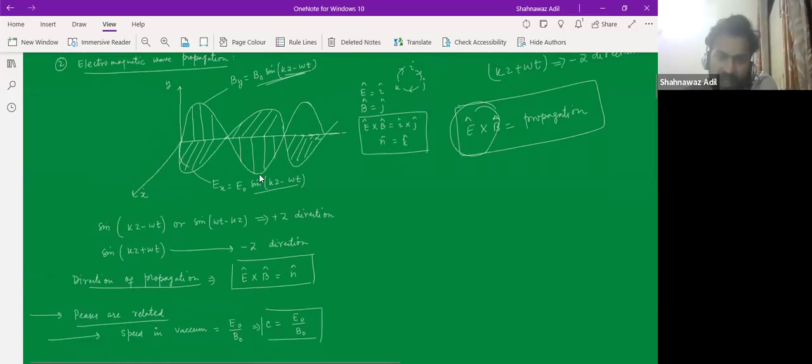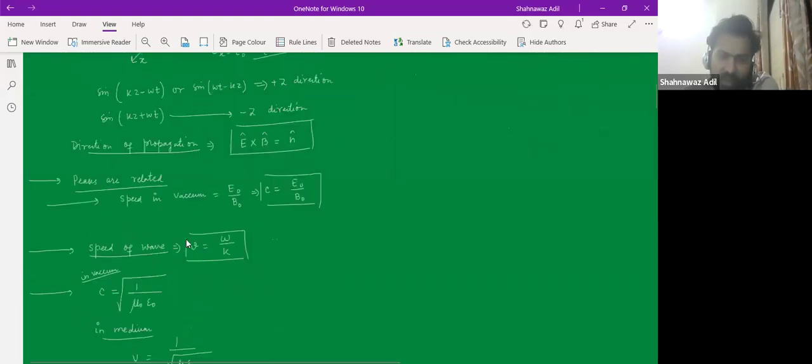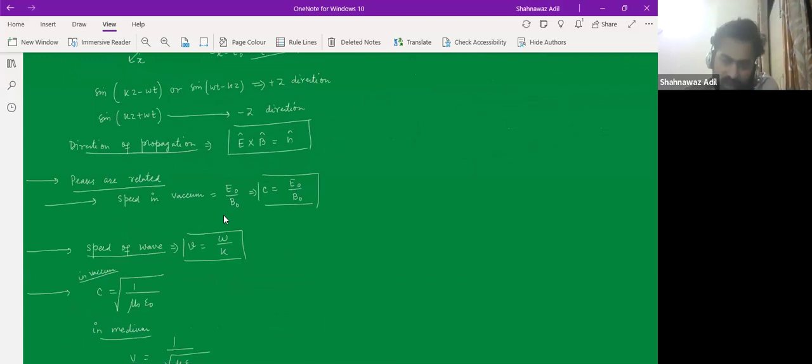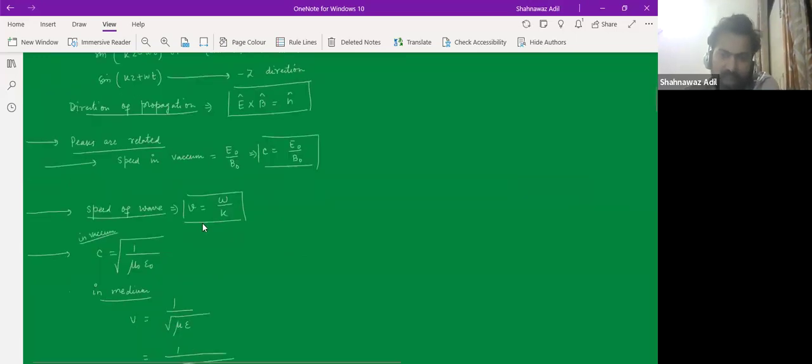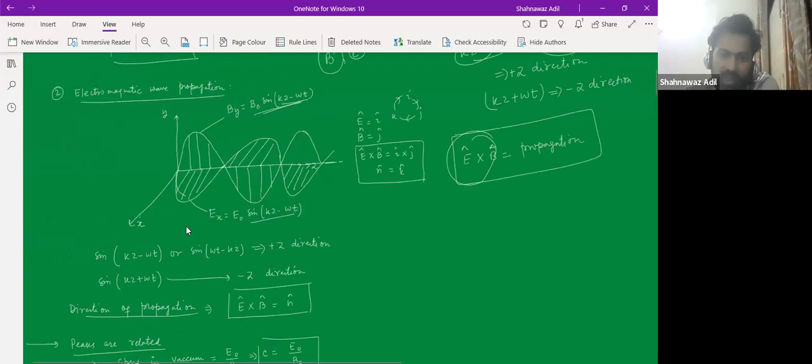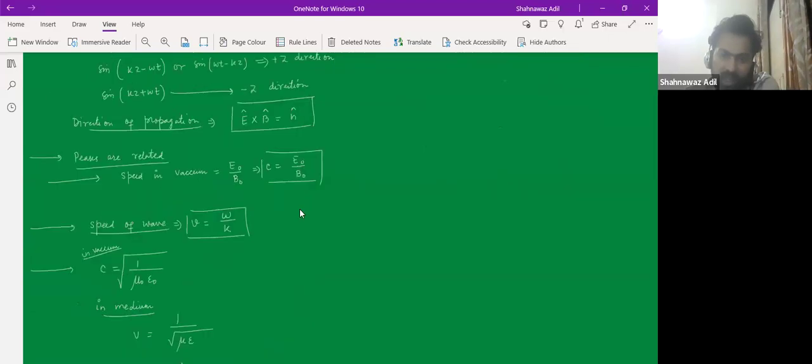And then what is the speed of the wave? This would be given by omega by k. If you calculate omega by k, this will give you the speed of the wave, where k is the wave number, which is 2 pi by lambda, and omega is the angular frequency, right? So this is the speed of the wave.